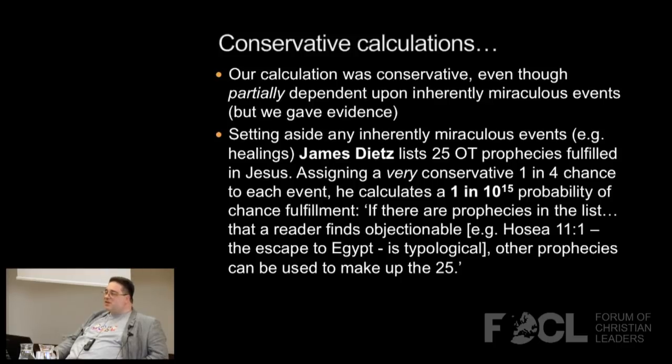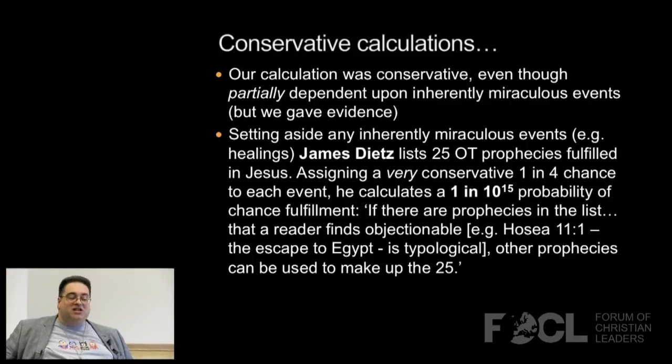We could raise the issue that some of them were about supernatural events themselves, being a prophet and being a healer. I've talked a little bit about how we can deal with that. But let's be even more cautious. Let's set aside any fulfillments of prophecy that are themselves inherently miraculous, such as healings. Let's go with James Dietz, who in a paper of his lists just 25 Old Testament prophecies and assigns a very conservative 1 in 4 chance to each of those events.